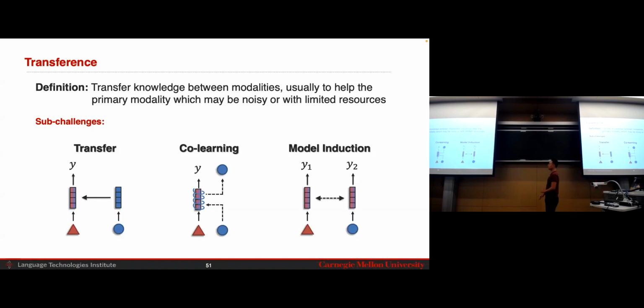We're also going to talk about co-learning, where if you have a model that you care about predicting a triangle, how can I use some other data to either help me at the input space or help me at the output space, right? And we're also going to talk about model induction. If I have two separately trained models, how can I share information between them so both of these models get stronger. They leverage information from each other.